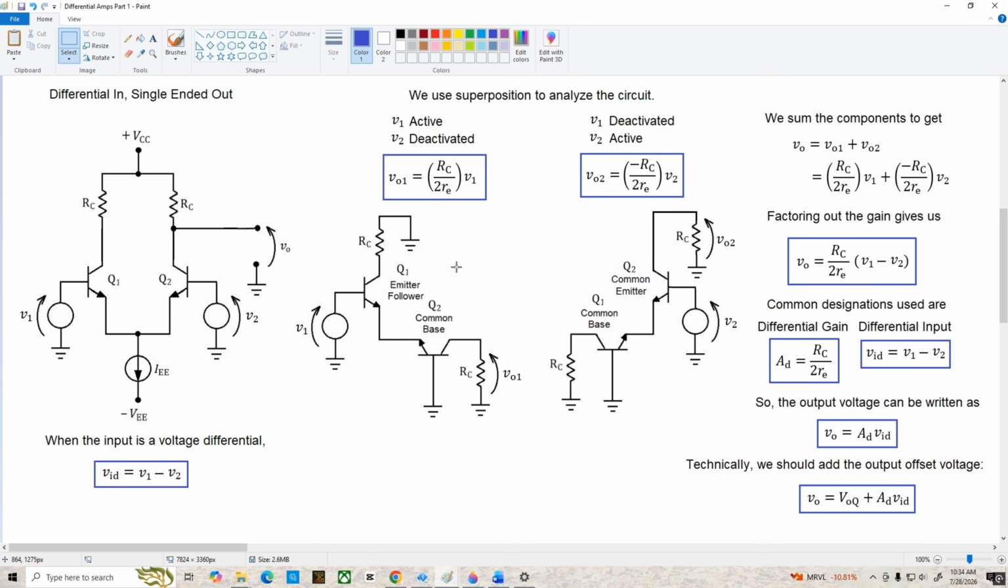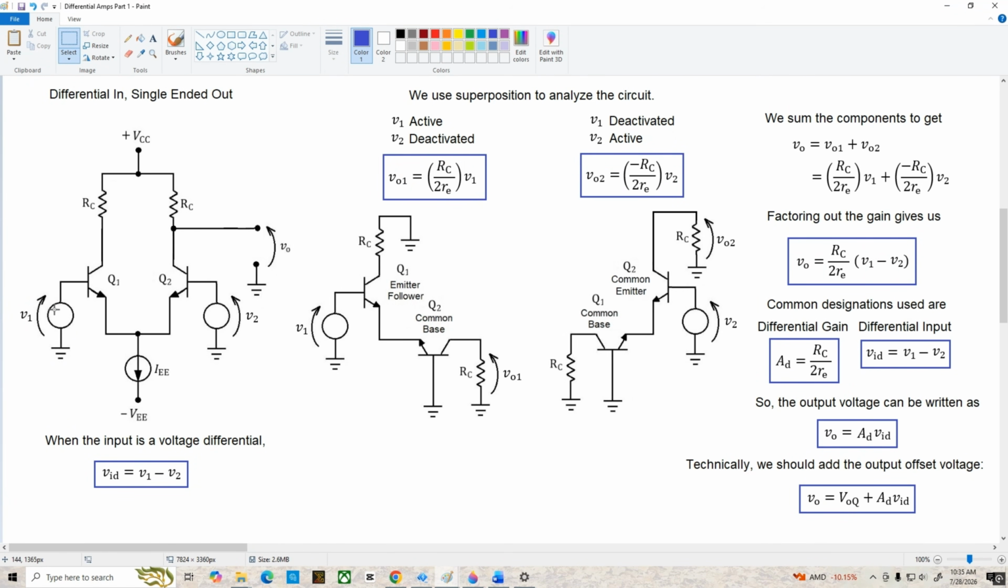This is exactly the same as the first version of the single-ended input, single-ended output circuit that we analyzed. So we don't really need to do any analysis. We've already done it. What we have is the voltage gain is RC over 2 little re, and the output due to V1 acting all by itself is VO1 equals the gain times V1.